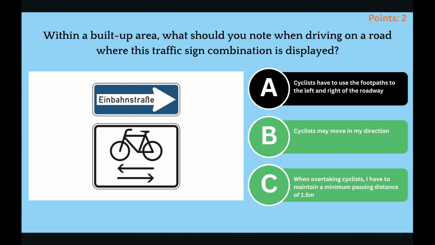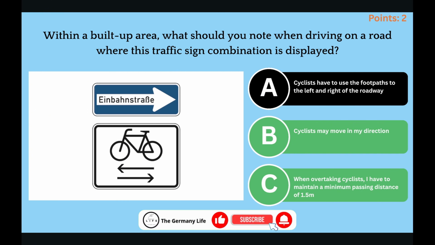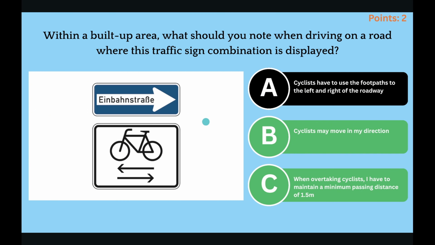Cyclists may move in my direction, and when overtaking cyclists, I have to maintain a minimum passing distance of 1.5 meters. Okay, let's take a look together. The first sign tells us that this is a one-way street. The additional sign tells us that bicycles or cyclists may also use this street, and they may move in my direction or in the other direction.